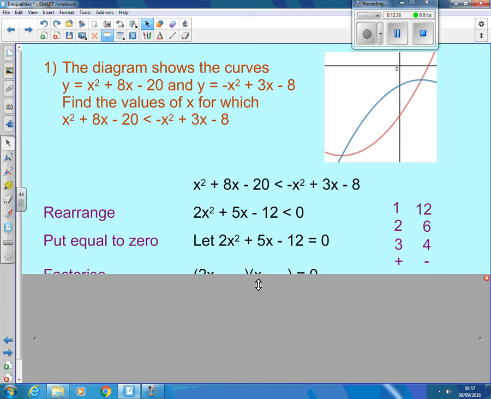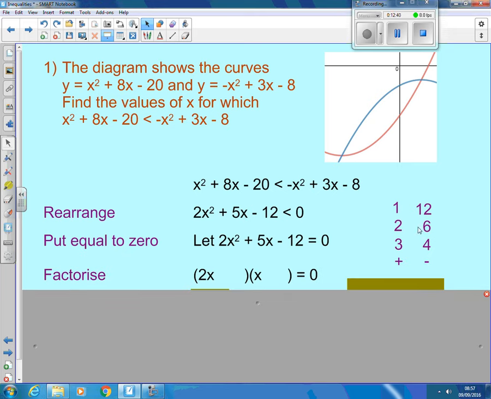So I've got to factorize this one. Now notice no common factor other than 1, so I'm going to have a 2x and an x. Factors of 12 are 1 and 12, 2 and 6, 3 and 4, and we've got to decide which ones here could give me the 5. But we've got to be careful, because that's times 2x, that's times x. So you've got to try them both ways round.